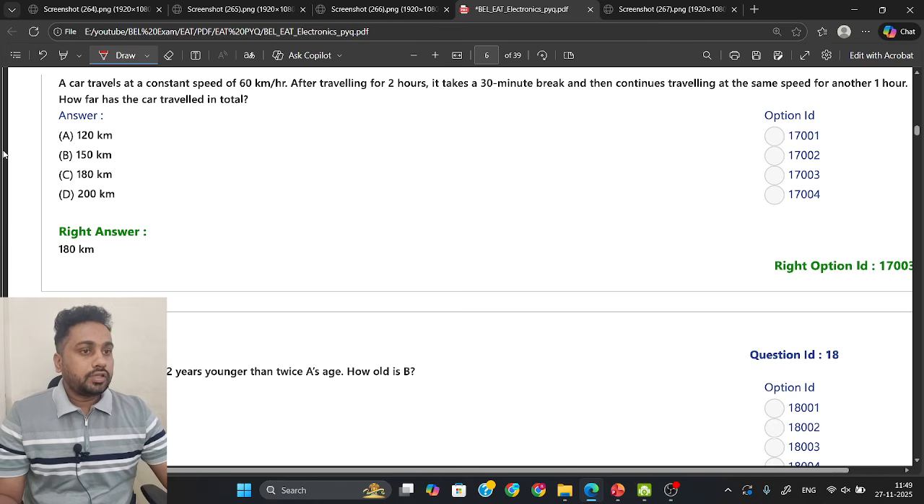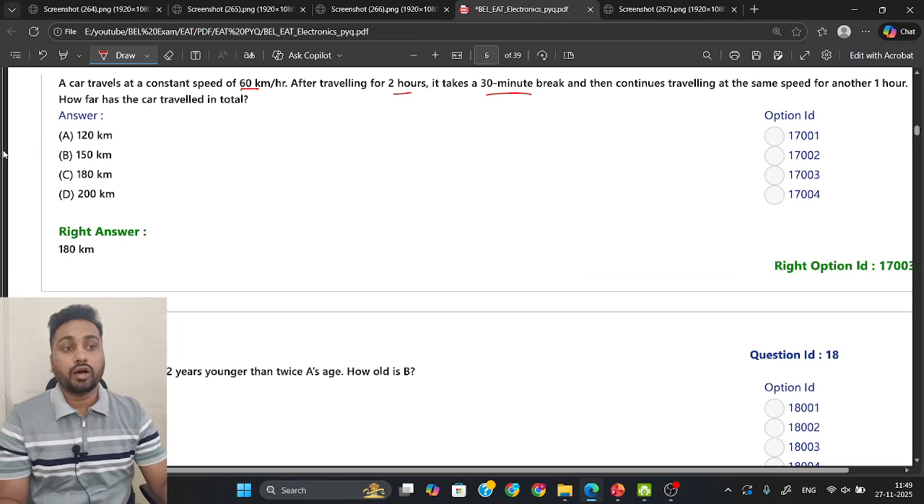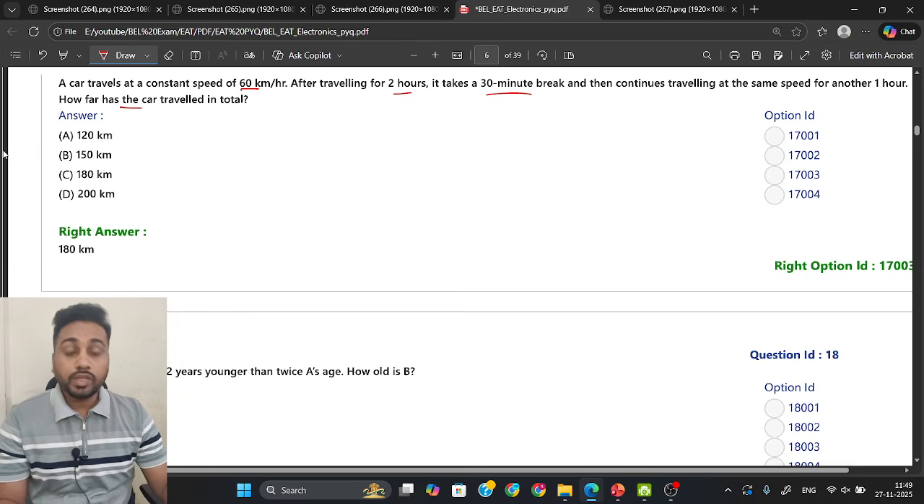Now the next one is: a car travels at a constant speed of 60 kilometers per hour. After traveling 2 hours, it takes a 30-minute break and then continues traveling at the same speed for another 1 hour. How far has the car traveled in total? So a car is traveling at 60 kilometers per hour. So speed, you can say, is 60 kilometers per hour.